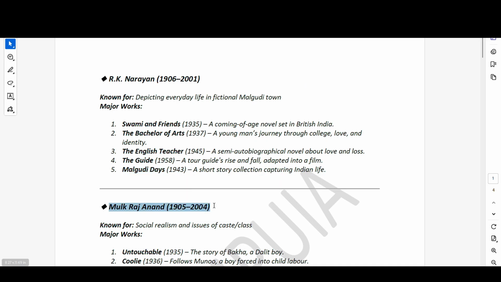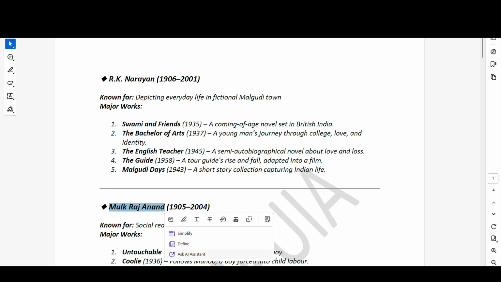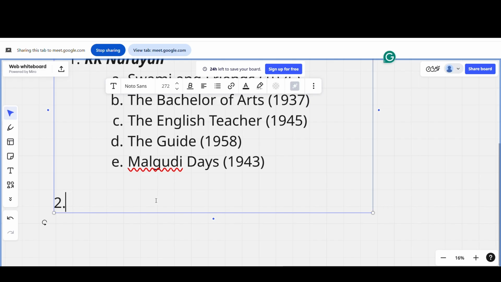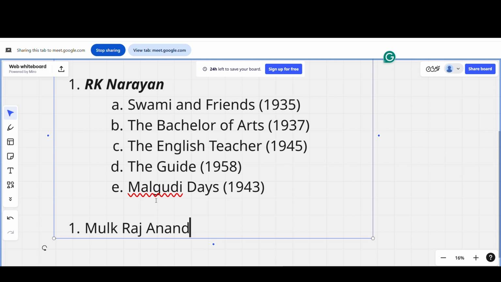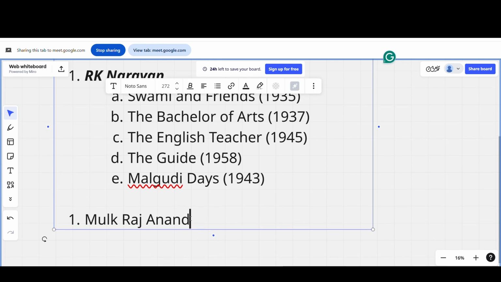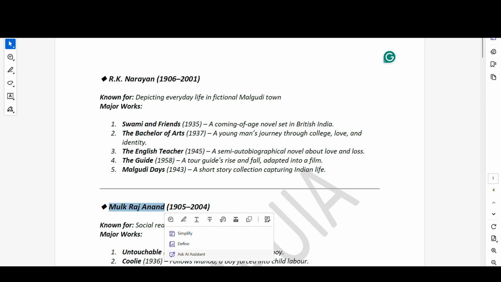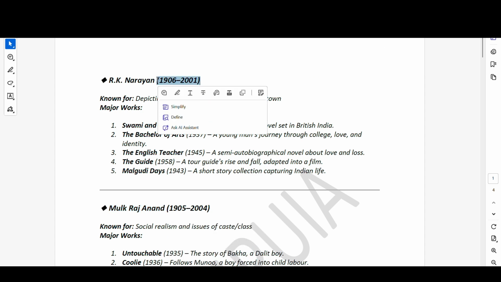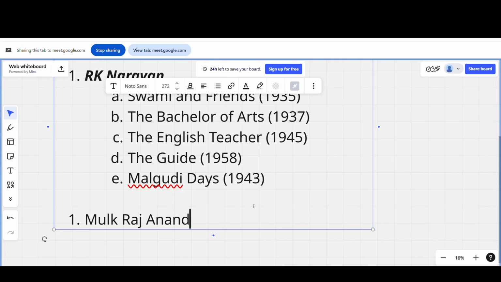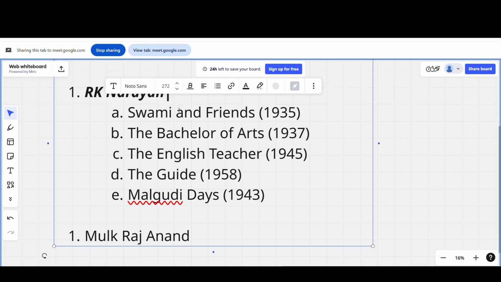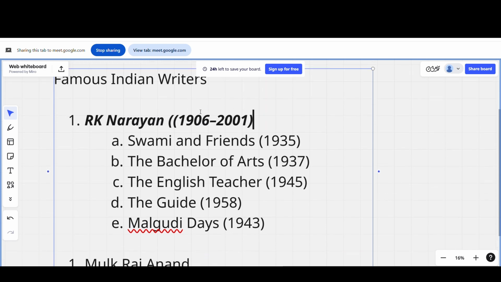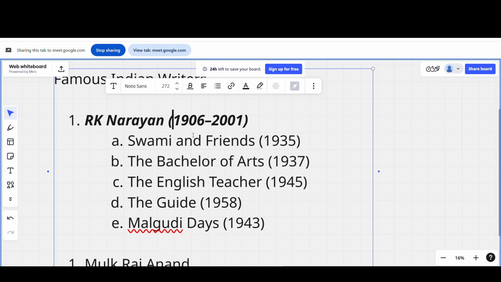Mulk Raj Anand. Do you know this guy? He's very popular. Anyone knows Mulk Raj Anand? Have you heard of Coolie? I just wrote his year of birth and year of death, so that you may know his era. His era is 1906 to 2001.